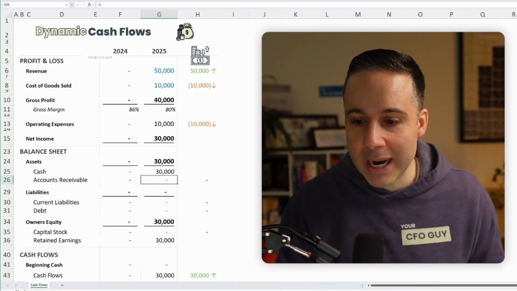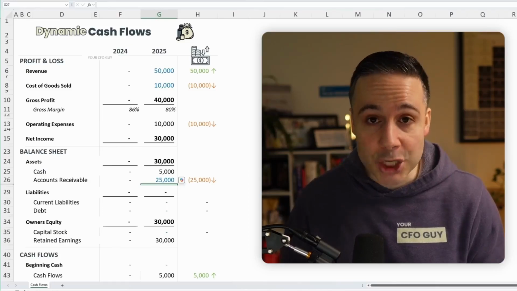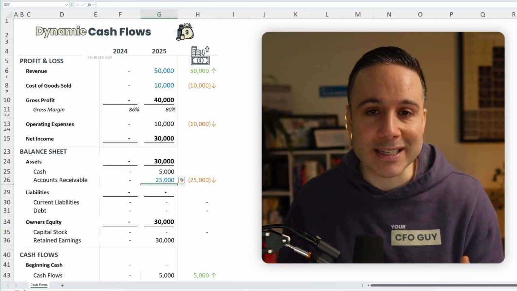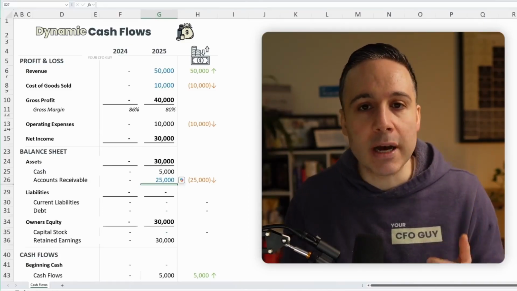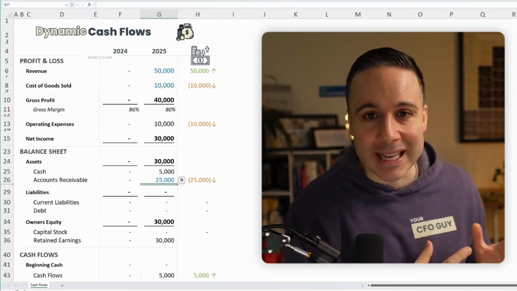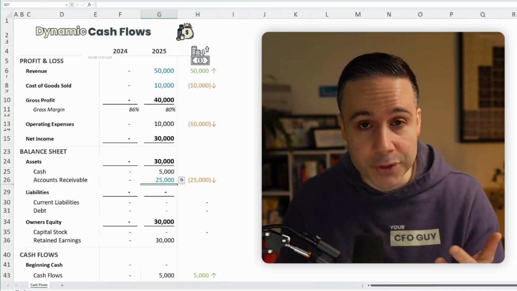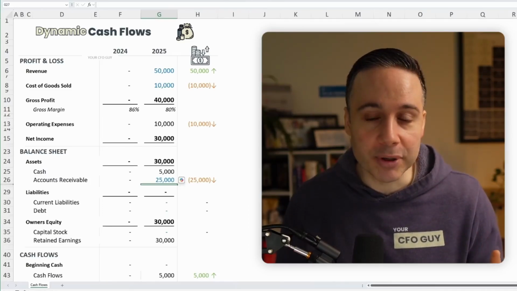So watch what happens when I increase this by $25,000. You'll see that my actual cash decreases by $25,000. The cash impacts will go down by $25,000. The idea is that if I receive any asset other than cash, that'll have a negative impact on my cash flows. The opposite is true for liabilities and owner's equity.